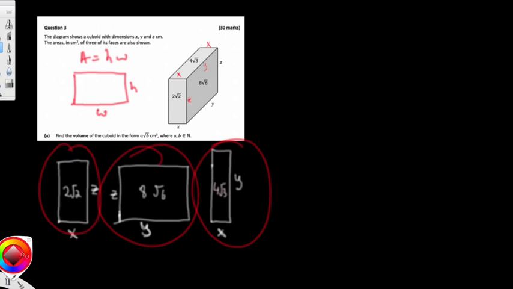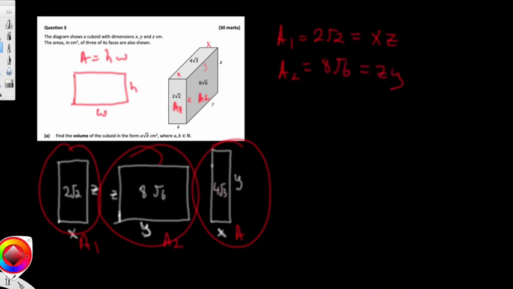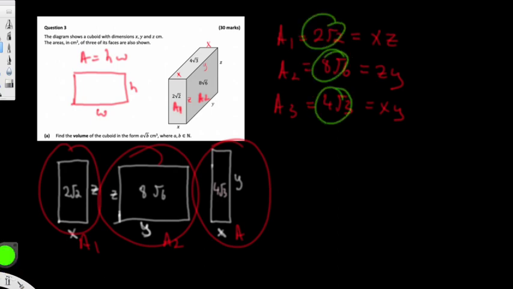So the area of this first one is equal to 2 root 2, and it's its height by its width, right? So it's X times Z. And the second one we'll call A2, so this is A1, A2, and A3. A2 is going to be 8 root 6, and that's going to be equal to Z times Y. And then A3 is going to be equal to 4 root 3, right? And that's going to be X times Y. So what we can do now is take these three, right, and multiply them all together.